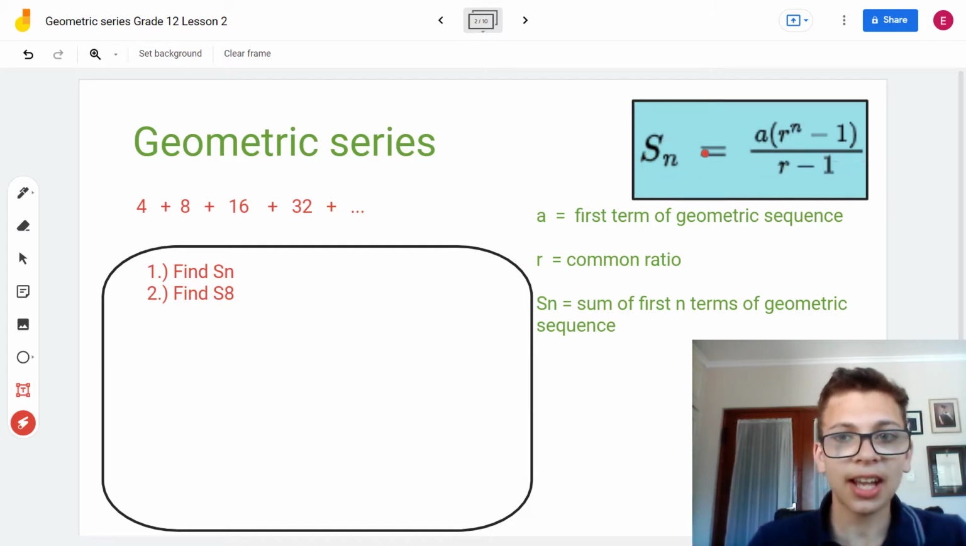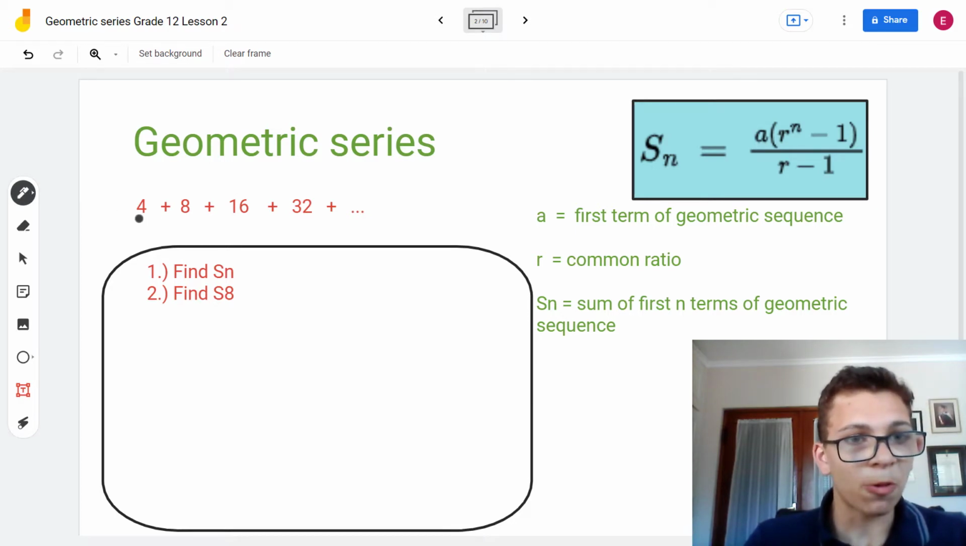So this formula has, again, A, and then it will have R. A will be the first term of a geometric sequence, and R is a common ratio. Then Sn will be the sum of the first n terms of a geometric sequence. So let's look at this example of a geometric series.